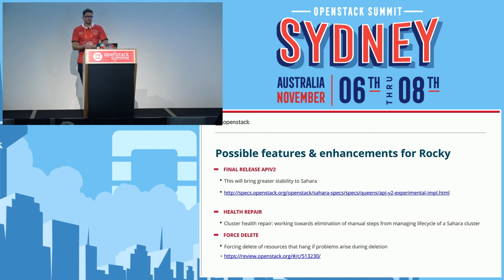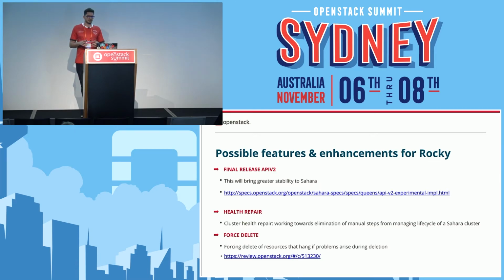What are the features that we're trying to deliver in Rocky? Rocky is going to be the next release of OpenStack, and we have to finish API v2 by Rocky. That's something that's kind of mandatory for us. We can't postpone it anymore, so it has to be a priority for us. We're working on health repair.